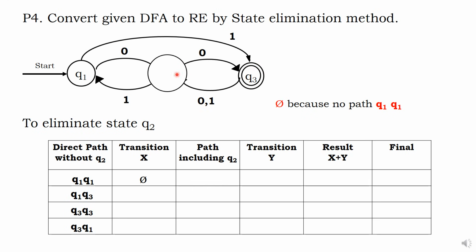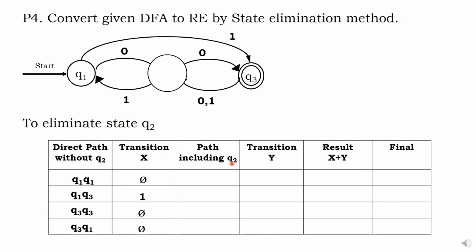Don't go like this, because it is having Q2. Direct path, Q1 to Q3: who is that? 1. Q3 to Q3: do you have any self loop here? No, sir. Null. Q3 to Q1: sir, there is a path. No, I have closed it, don't see this. Do you have any direct path from Q3 to Q1? No. Null. Sir, then when will you include it? I will include it in the next path.